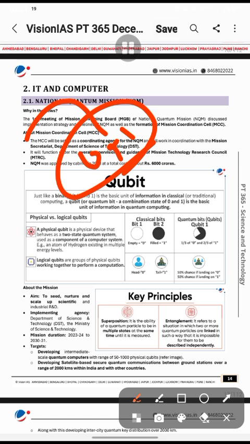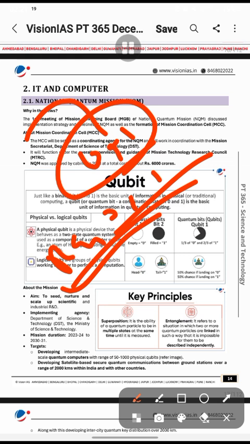So a classical bit is 0 and 1. The quantum bit can be 1 by 3 equals 0 and 2 by 3 equals 1, or 50% of the 0 and 50% of the 1. The mission aims to seed, nurture and scale up scientific R&D, under the Department of Science and Technology, developing intermediate-scale quantum computers and satellite-based secure communication within the country.